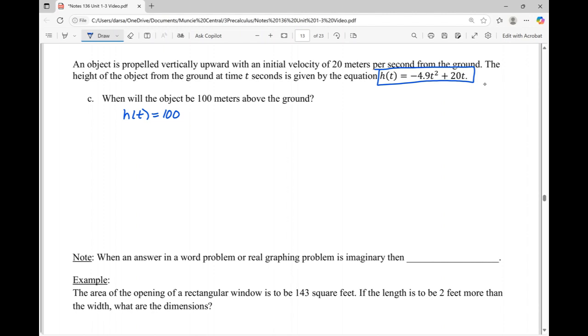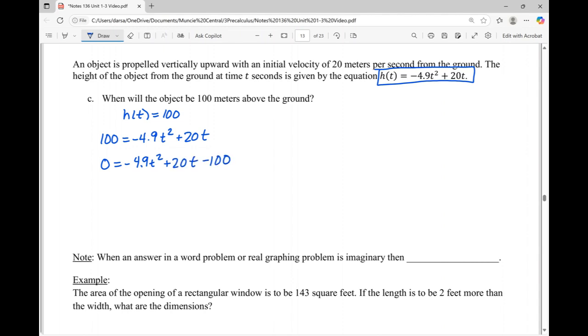So we can go ahead and, like our first part of this problem, plug that 100 meters into the h of t spot. So 100 equals negative 4.9 t squared plus 20t. Again, I don't want to factor this. There's really only one good way to solve this problem, and that is using quadratic formula. To do quadratic formula, we need to have all of our variables on one side of the equation so we can figure out what our a, b, and c are.